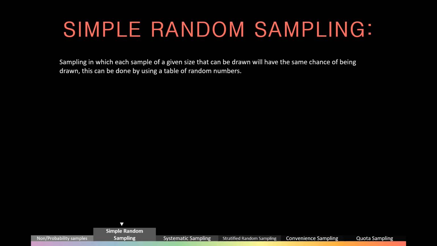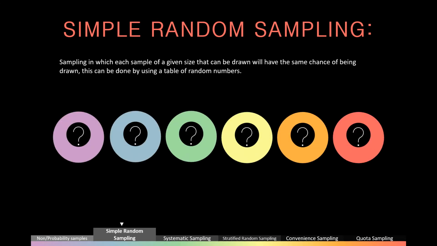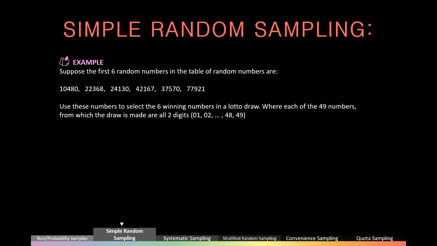For our first example, we're going to look at generating 6 winning numbers in a lotto draw. Suppose the first 6 random numbers in the table of random numbers are given as follows. And we want to use these random numbers to generate 6 winning numbers in a lotto draw, where there are 49 numbers from which the draw is made, and they are all 2 digits. Now, this is very important information. We need to know our range, and we've been given that our range is from 1 to 49, and that our numbers are all 2 digits.